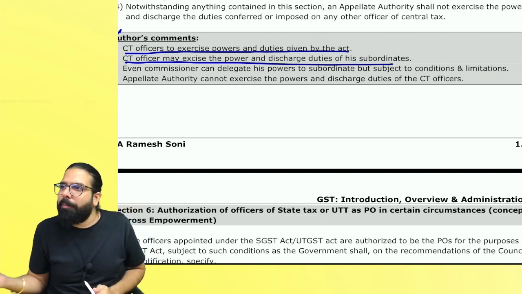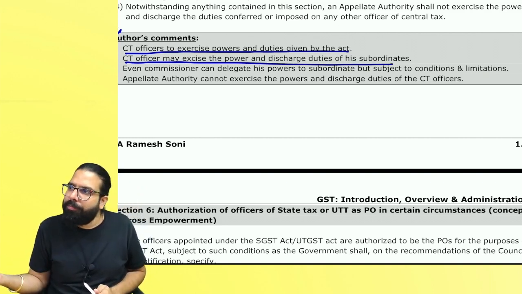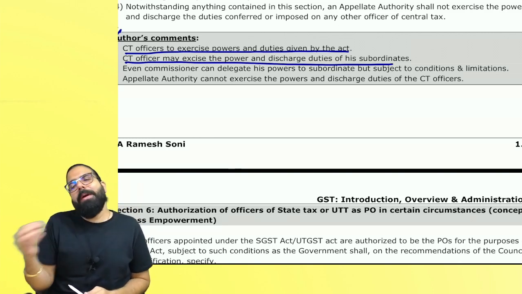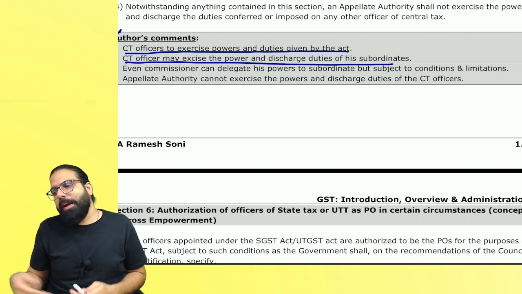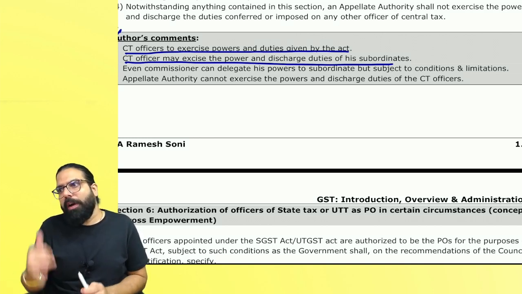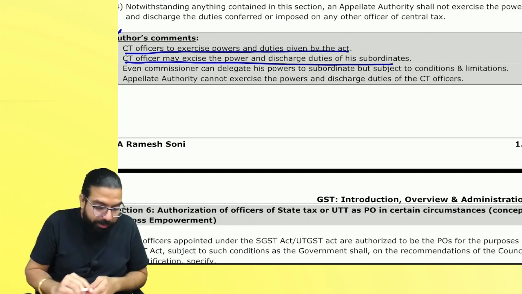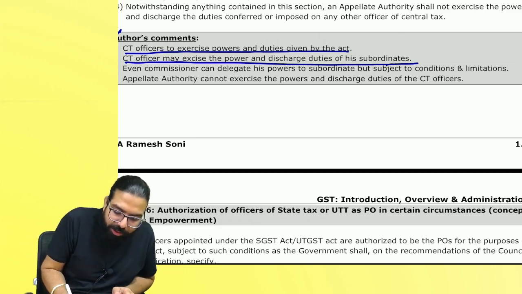If my employee did not come, can I exercise the power of my employees also? Yes or no? Yes, I will exercise my power. If my employees did not come today, can't I go ahead and dispatch the book? Can't I attend the calls for students? Can I do it or not? Yes. Is my point clear? So the CGST officer can go ahead and discharge the duties of the subordinate.